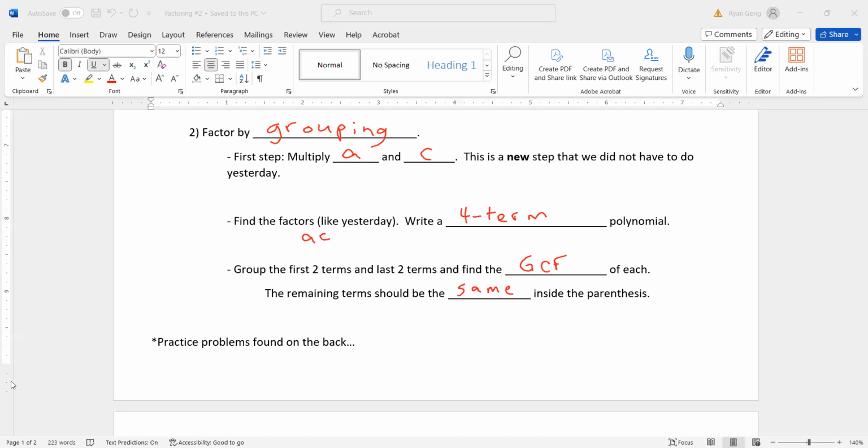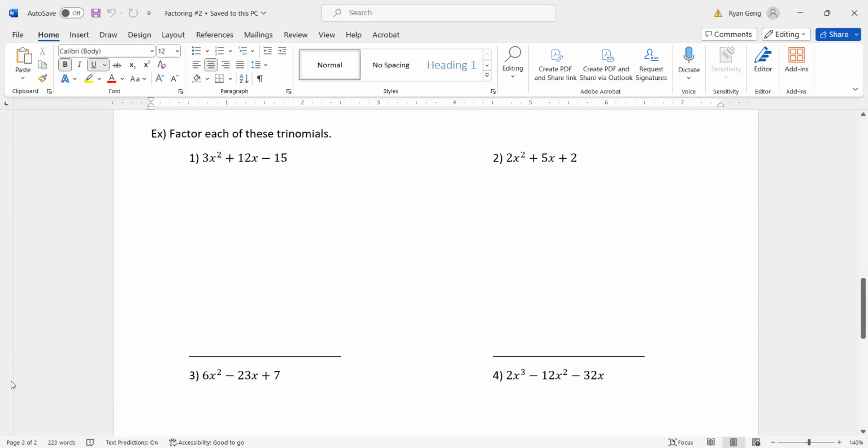All right, so factor each of these trinomials. The first step, like I said, was to check for a GCF. So I always ask, is there a GCF here? If there is, take it out. And yes, there is. I can take a 3 out. I'm going to divide each of these by 3. Whenever I do that, I'm going to put the 3 down on the line, because I don't want to forget to write it. When I divide by 3, I get x squared plus 4x minus 5.